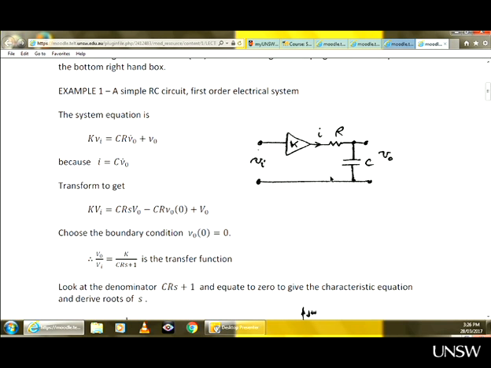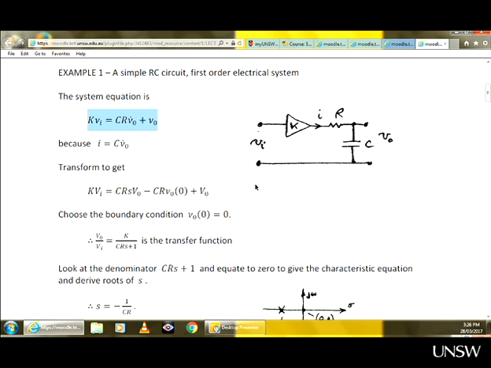Analyzing this loop here, K times VI will be equal to, we are skipping a few steps here, the voltage will be equal to Ri over here plus VO. On the other hand, this loop will tell us that VO equals 1 over C integral I dt. We already know that. Or, in other words, I equals C VO dot. So when we eliminate I between those two equations, we are going to get this differential equation.